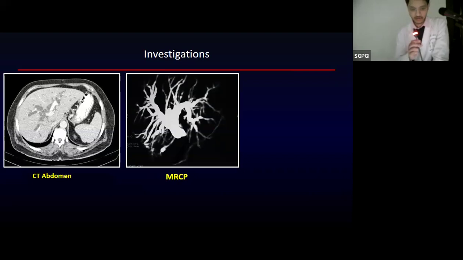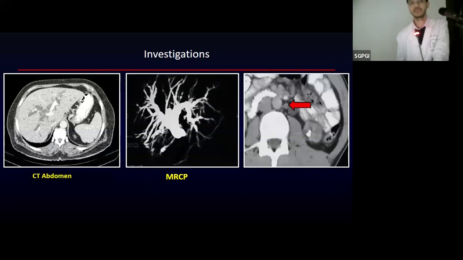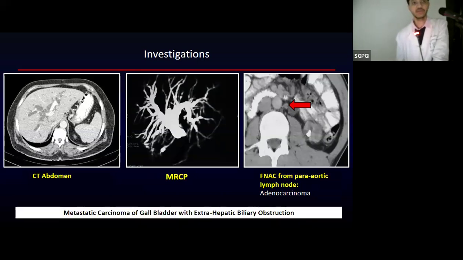Investigations revealed biliary radical dilatation, and MRCP confirmed the block to be at mid-common bile duct level. Also, CT scan revealed paraortic lymph nodes, which were sampled, and FNAC was positive for adenocarcinoma, thus confirming the diagnosis of metastatic carcinoma of gallbladder with extrahepatic biliary obstruction at the level of mid-CBD.